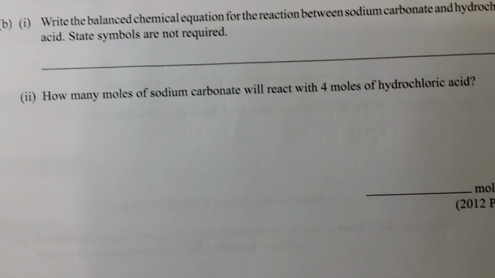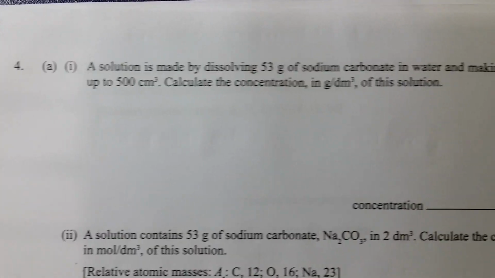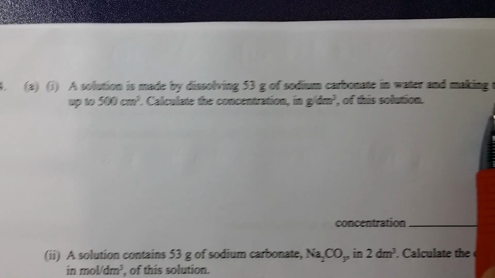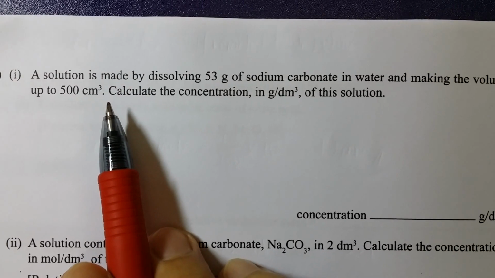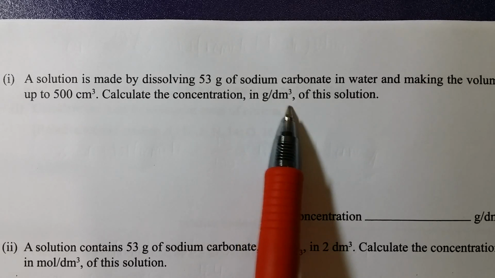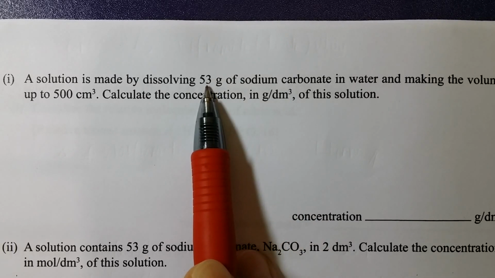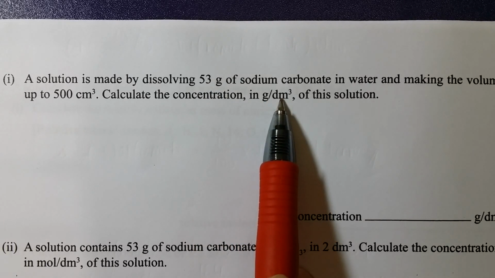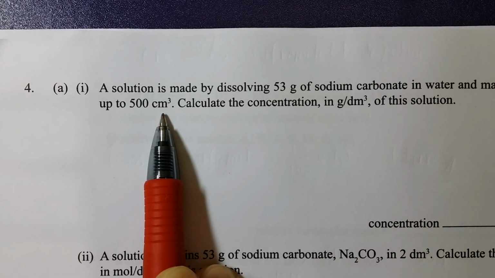Next question, this is 2012, paper 3, A8. Now a solution is made by dissolving 53 grams of sodium carbonate in water and making the volume up to 500 cm cube. Calculate the concentration in gram per dm cube of this solution. So concentration, gram per dm cube, look at the unit. Do you have the mass? Yes, you have the mass 53. Do you have the volume in dm cube? I have the volume in cm cube, so I just change this 500 cm cube to dm cube. Just remember, 1 dm cube is 1000 cm cube.